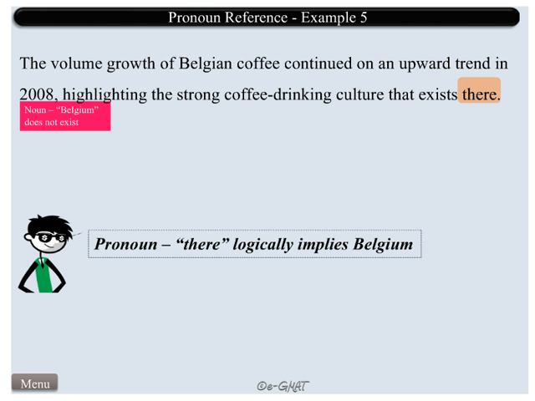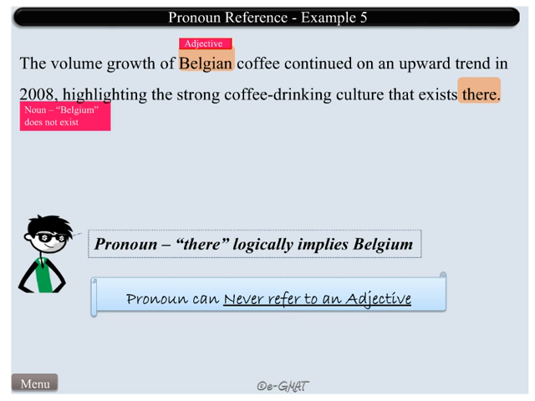Notice that such usage is common in everyday English, but grammatically this is incorrect since the noun that the pronoun refers to, that is Belgium, does not even exist in the sentence. Moreover, the word Belgian acts as an adjective used to describe the coffee, and per the definition of pronouns, pronouns cannot refer to adjectives. They can only refer to nouns or other pronouns.